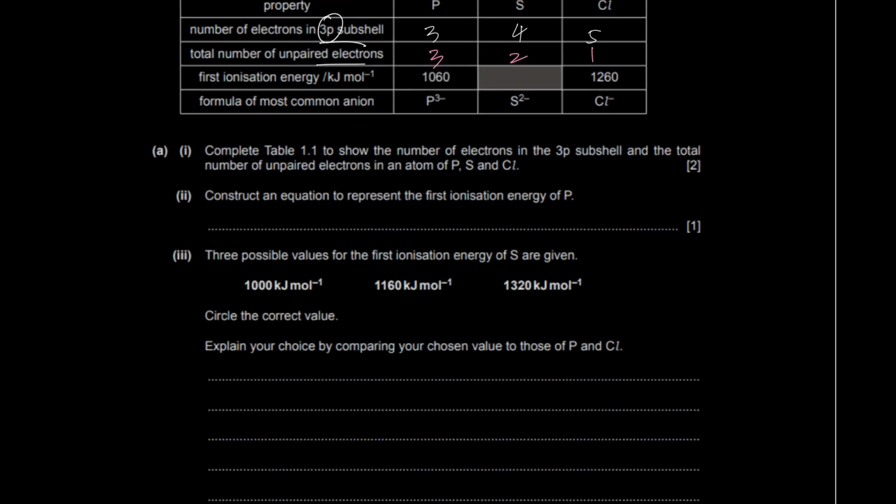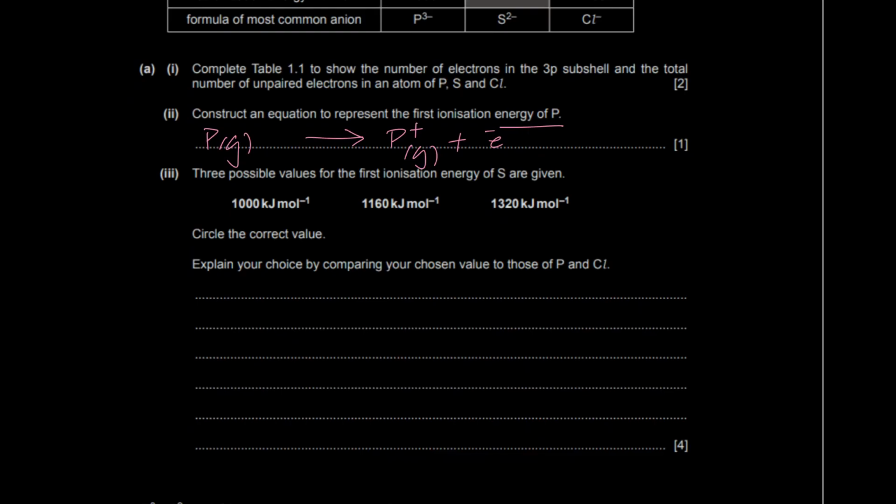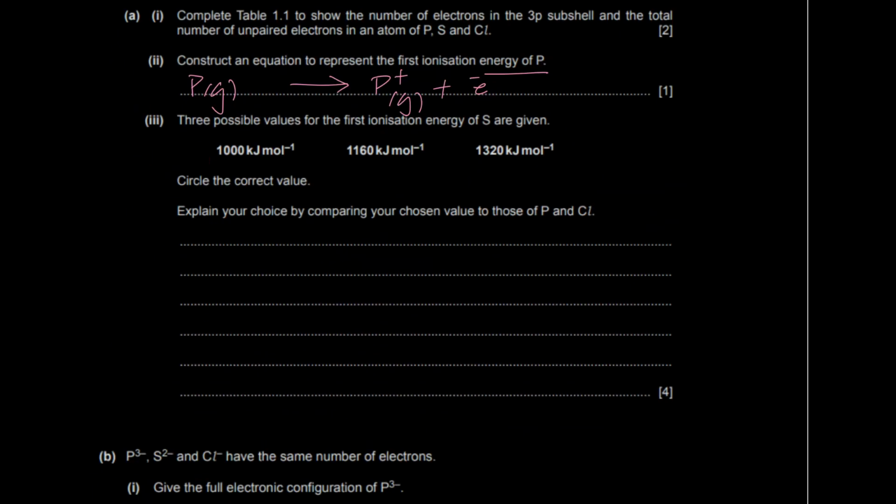Complete the table, already done. Construct an equation to represent the first ionization energy of phosphorus. P gas goes into P plus, and then that gives me an electron. The possible first ionization energy of sulfur is given. Explain your choice by comparing the chosen. Oh, I think this is repetition.